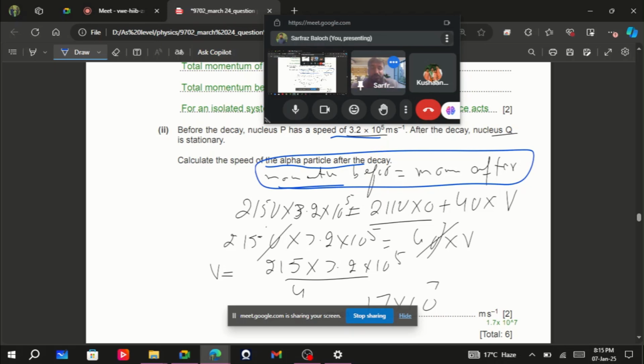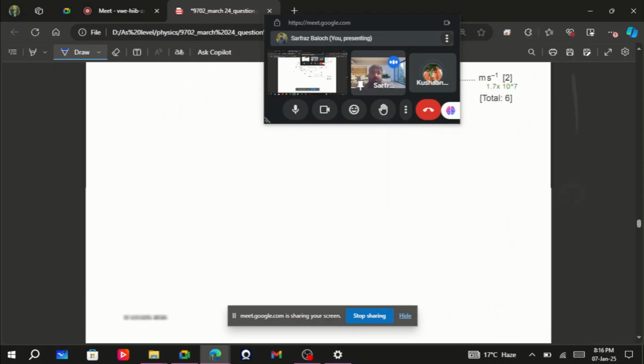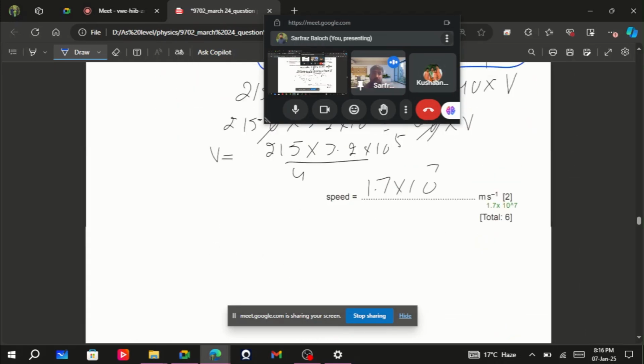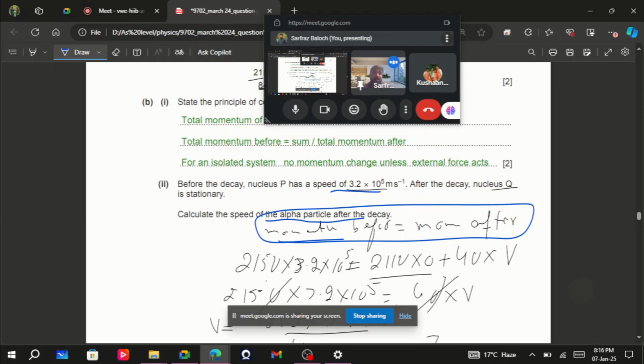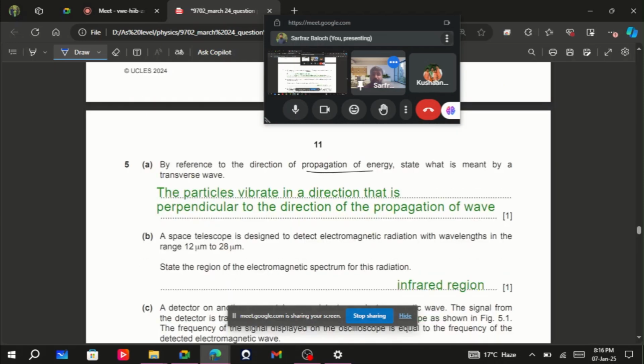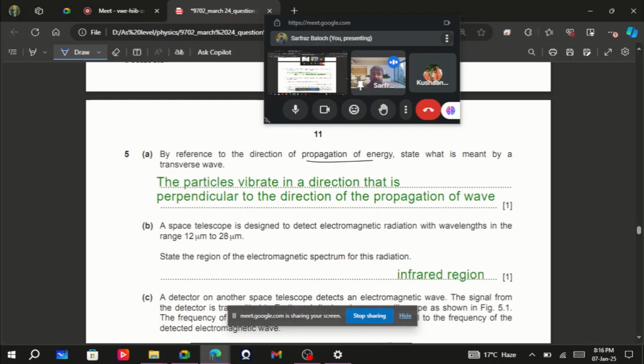Is it okay? Yes. Whenever you are solving with momentum, you should keep one thing in mind, that you should consider the direction of velocity, because sometimes it comes positive, sometimes it comes negative due to opposite direction. So whenever you are dealing with momentum, you should keep in mind the sign for velocity. In this part we will use the law of conservation of momentum. Next question is about propagation of energy.